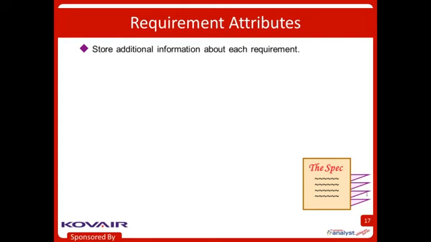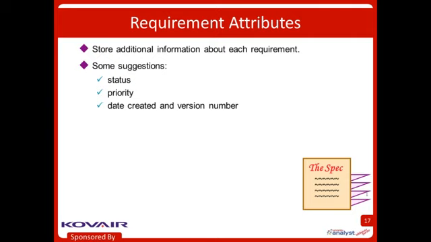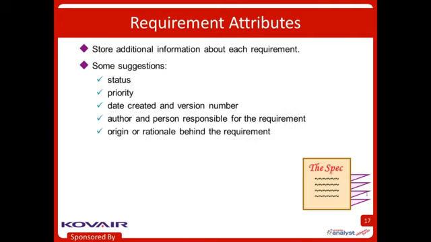Now, it's really cumbersome to manage several attributes in a textual document, but commercial requirements management tools make this easy. So some of the kinds of things you might want to keep track of are status. We'll come back to that in a minute. What's the status of a requirement at any moment? What's its relative priority compared to all the other things we have to do? When was it created? What's its current version number? Who wrote it? Who's responsible for it if you have questions?